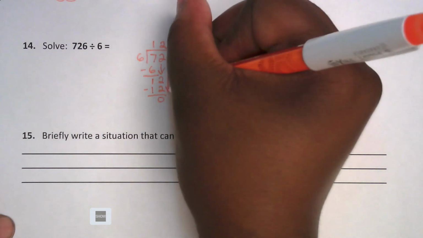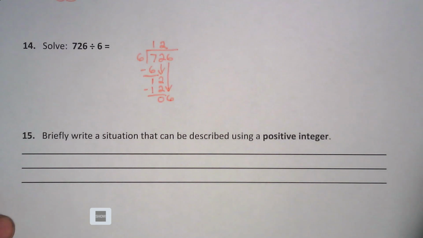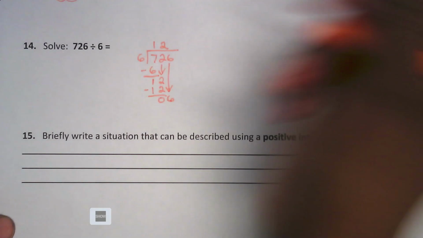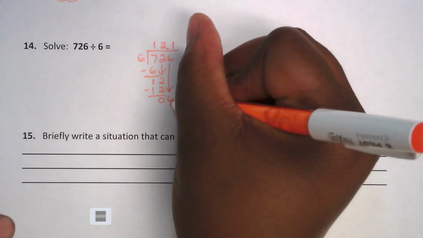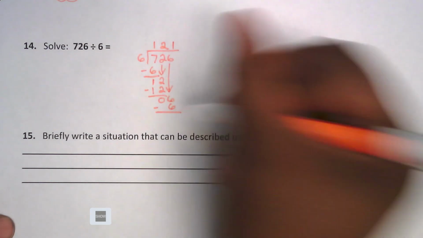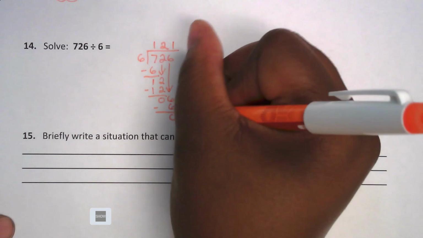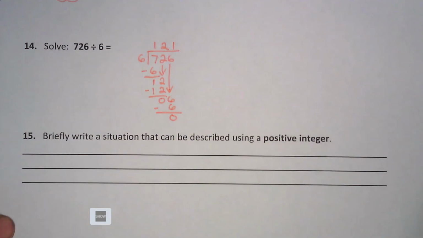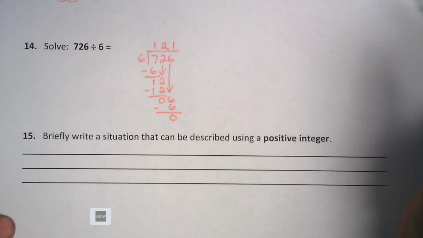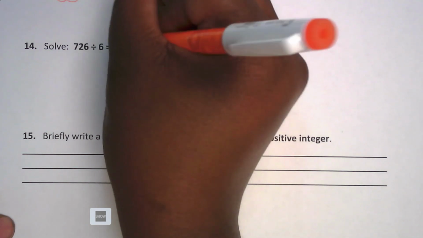But I'm not done yet. I need to bring down my next number, which is a 6. 6 divided by 6 is 1. 6 times 1 is 6. 6 minus 6 is 0. And now that I have no more numbers to bring down and I got to 0, I am done. So 726 divided by 6 is 121.